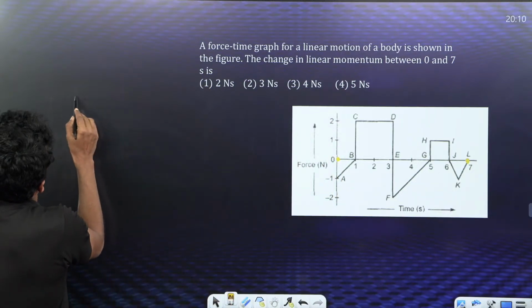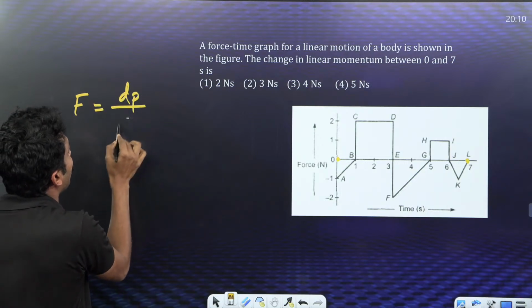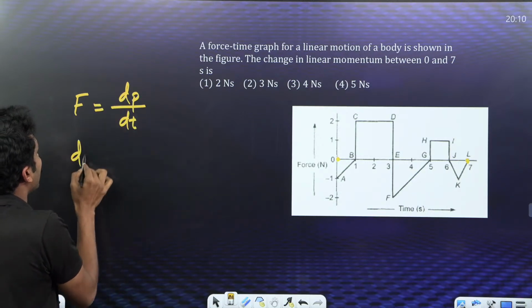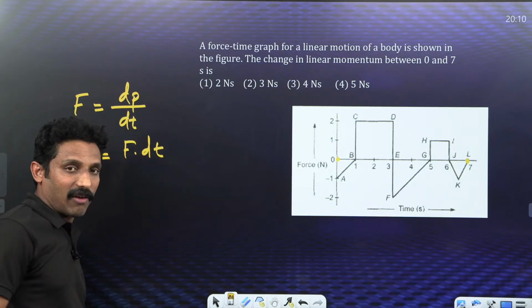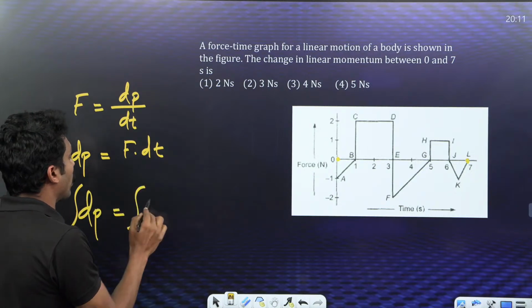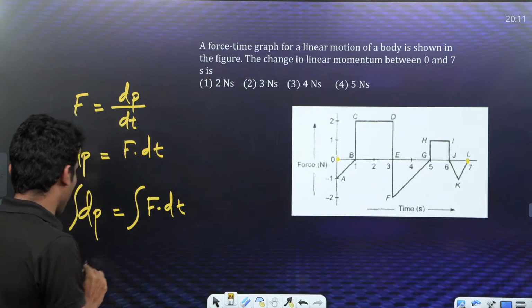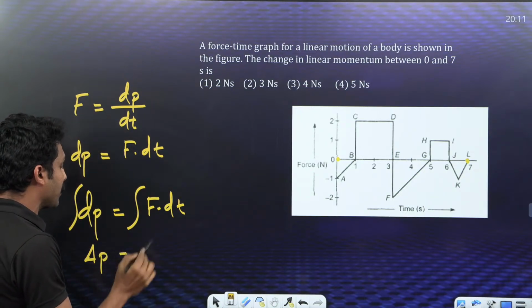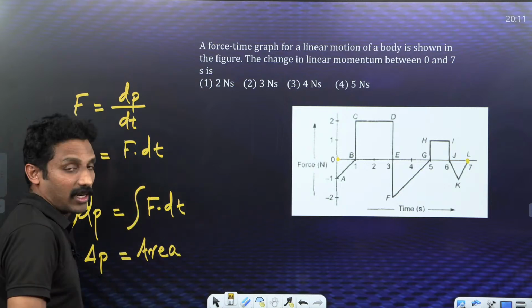You know, the equation of force from Newton's second law is dp by dt. Then dp is equal to f dt. Then integral dp is equal to integral f dt. Clear? Integral dp is the change in linear momentum, and integral f dt is the area under the force-time graph.